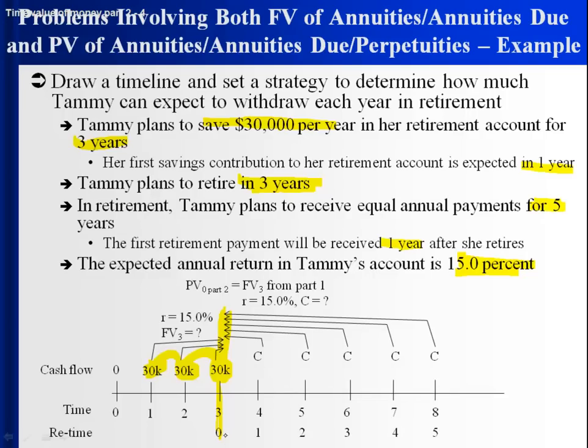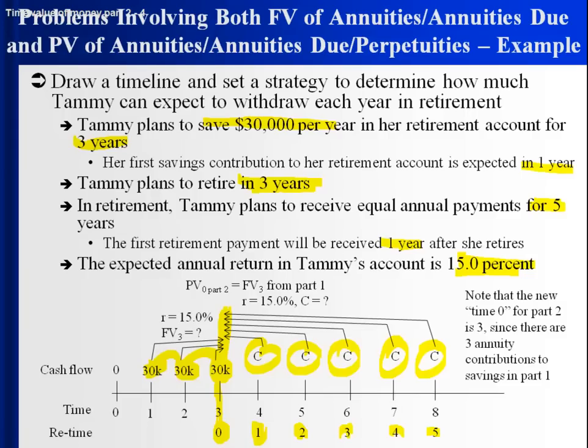Then, once she retires, she plans to receive equal payments for 5 years, with the first one year after retirement. So again, you can reset the time. Since there's 3 payments, that's our new time 0, our pivot point. 1, 2, 3, 4, 5. And we want to know what those cash flows are such that their present value is equal to the amount saved. So the first thing we have to figure out is how much she's going to retire with, and then now we know, okay, we have a present value of an annuity that's equal to the amount that she saved. What's the payment associated with that?